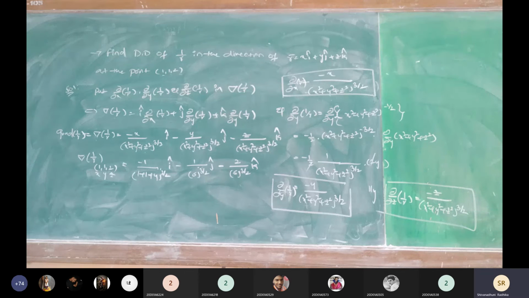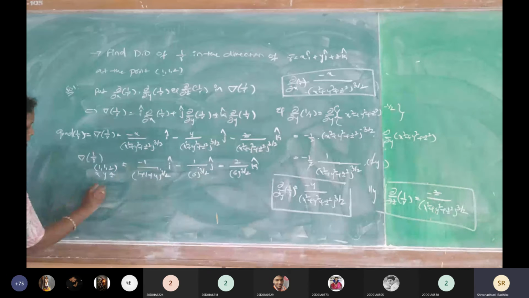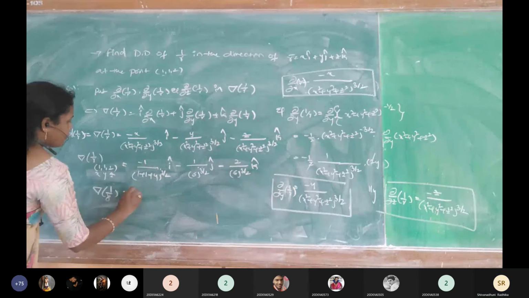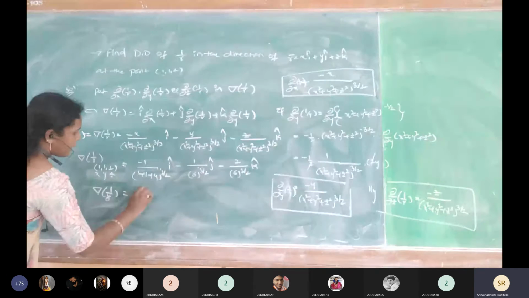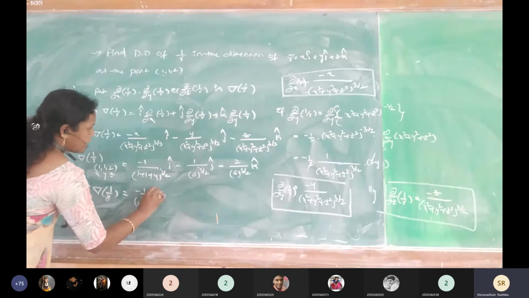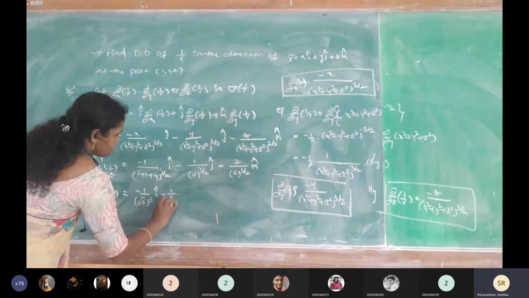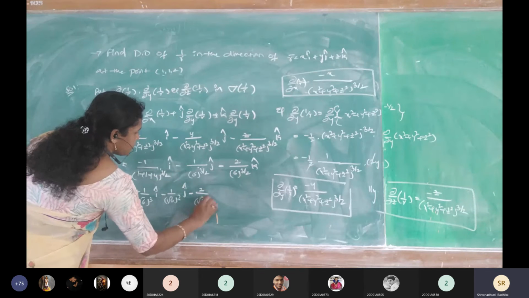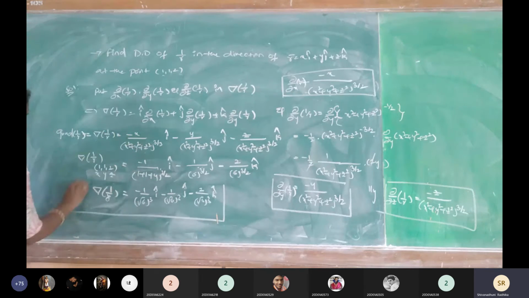Six power 3 by 2. Okay, we'll see. So this is what here? Del of 1 by r. That is equal to minus 1 by root 6 whole cube i cap, minus 1 by root 6 whole cube j cap, minus 2 by root 6 whole cube k cap. So this is the scalar point function completed, del of 1 by r.